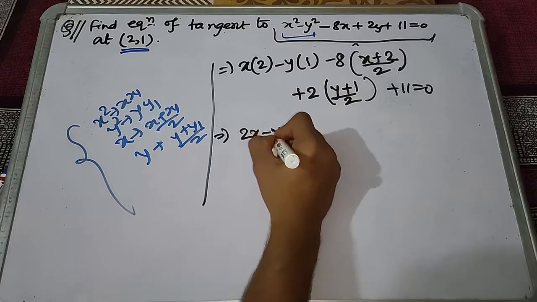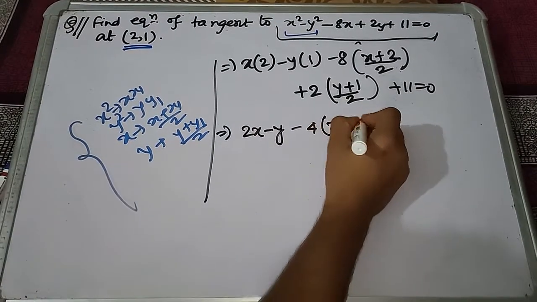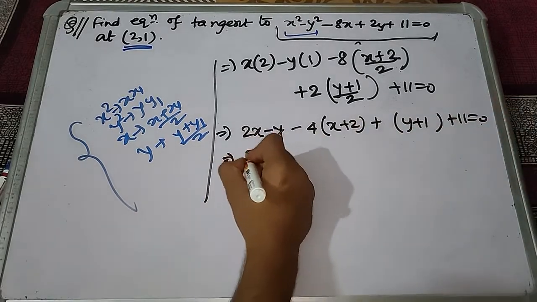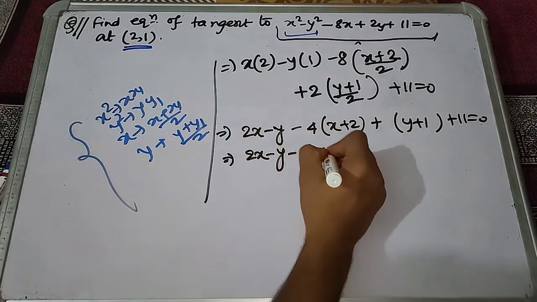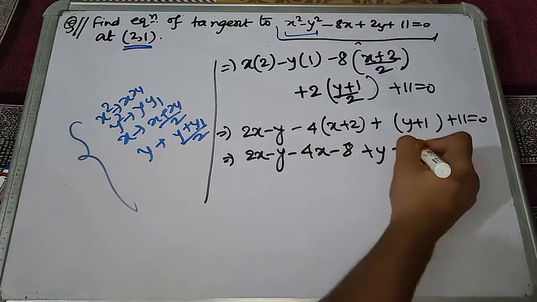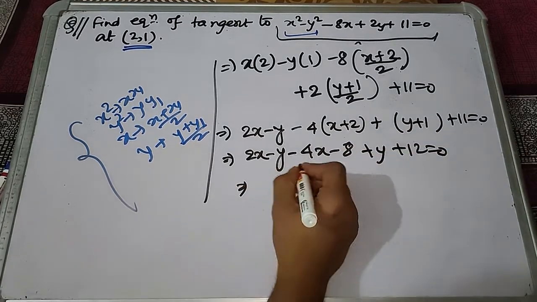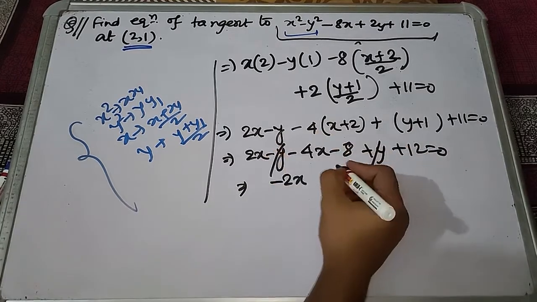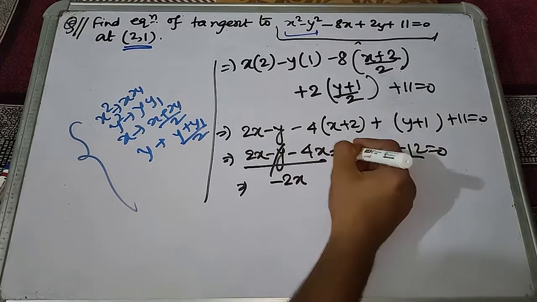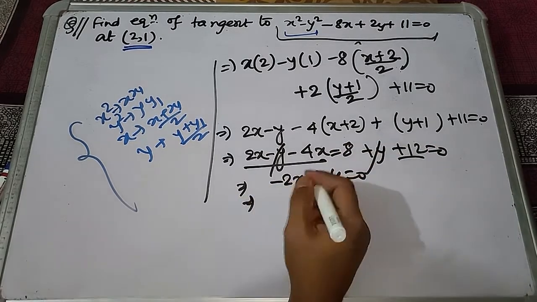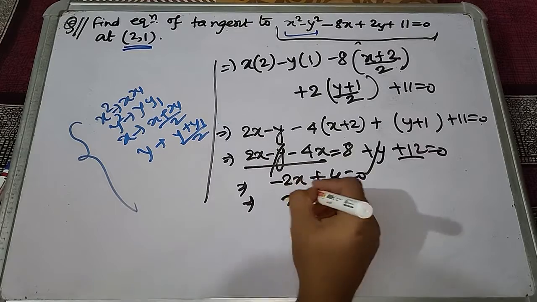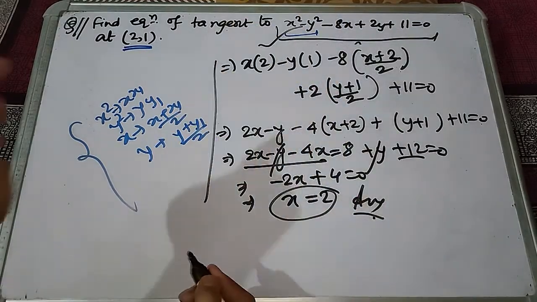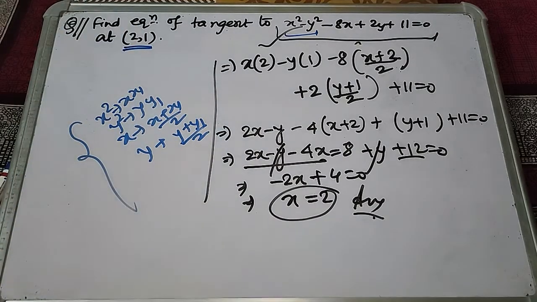This is (2x − y − 4)(x + 2) + (y + 1) + 11 = 0. 2x − y − 4x − 8 + y + 12 = 0. This becomes −2x; y and y get cancelled, plus 4 equals to 0. This is your x = 2, the answer. Therefore, x = 2 is the tangent to this curve at this point. I hope this was clear.